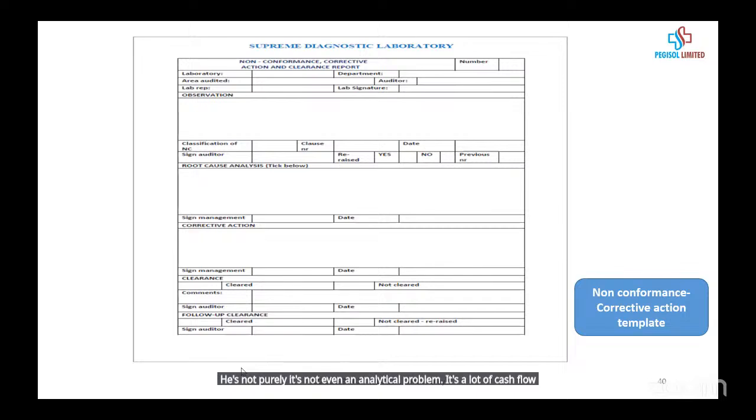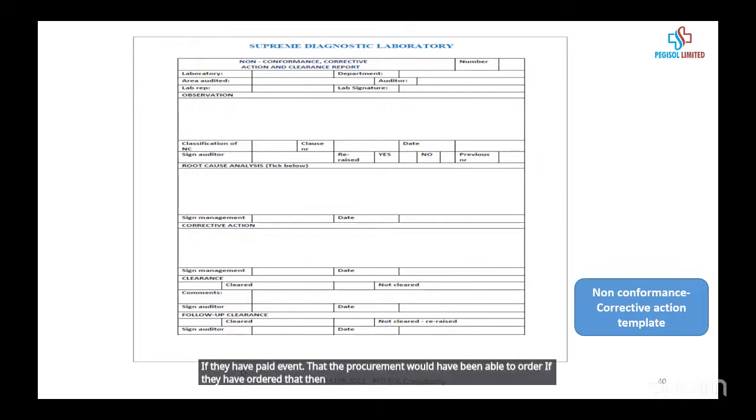So that means if there was cash, they would have paid the vendor. If they had paid the vendor, then the procurement would have been able to order. If they had ordered, then they would have supplied, and the scientists would have run the test, and the patient would have gotten their result.